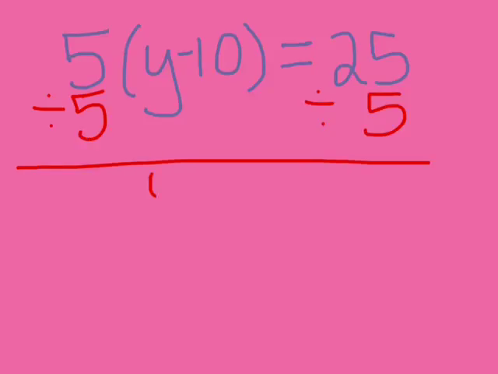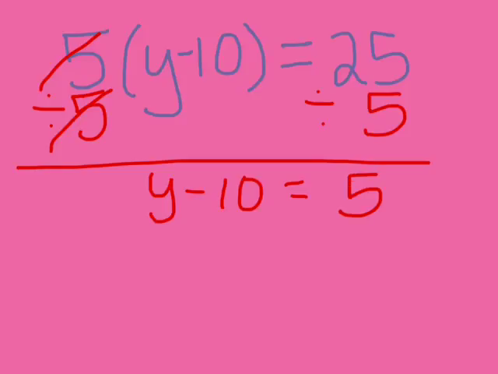And we will get y minus 10 on the left because I was just undoing the times 5. And we will get 5 on the right. And now I still have a minus 10 with my y. And how do I undo minus 10? I undo that with a plus 10. So I'm going to add 10 to both sides of my equation.